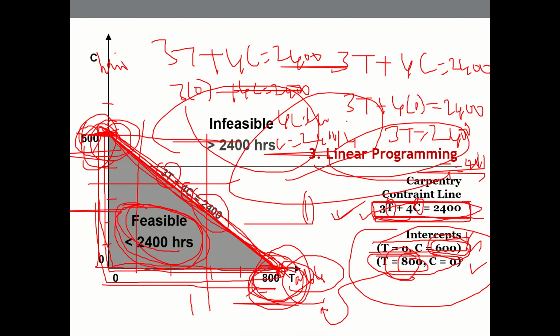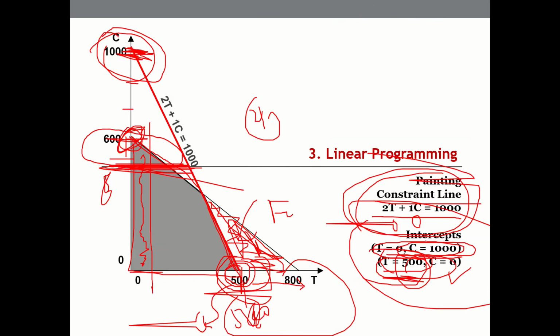Let us assume this is step 1, where we have taken only carpentry related work and then we have drawn this. Second one, we said the constraint line 2, where we said 2 hours of painting hours for table and 1 hour for chair is equal to 1000, and we arrived at what is t value. When we put 0 here, we get a t value of 500. When we put 0 here, we get a c value of 1000. So for chair, this red line is there.